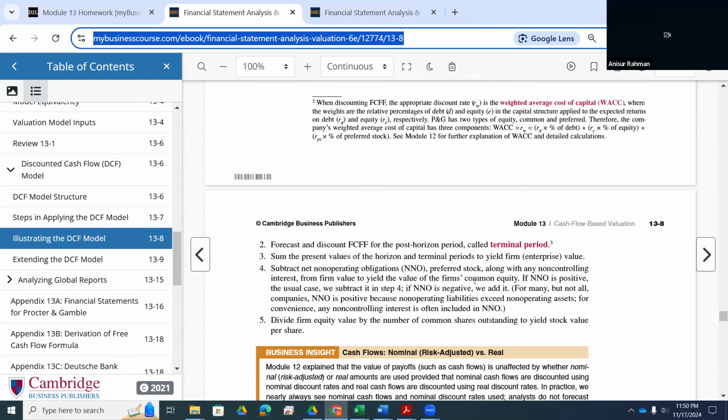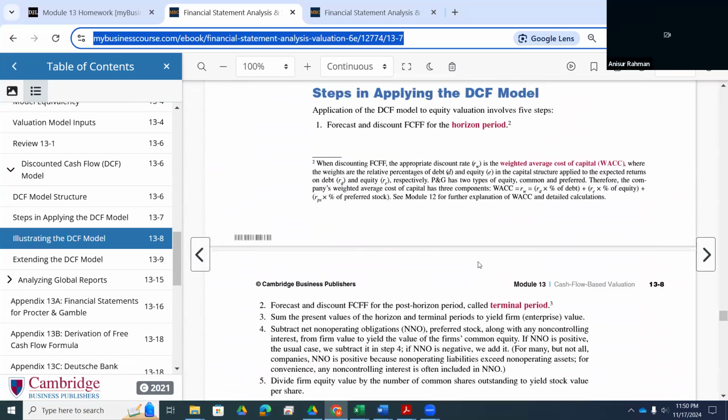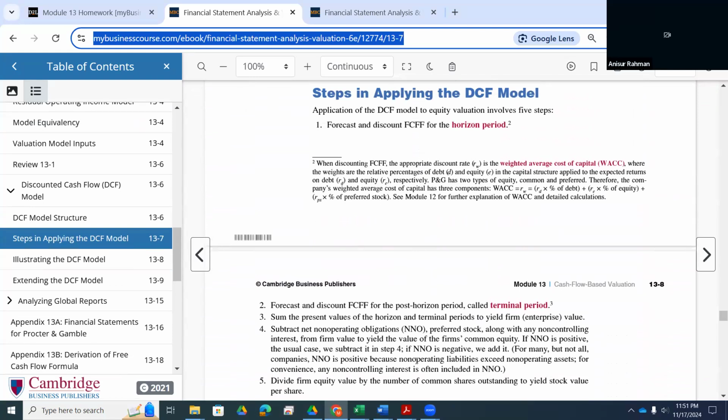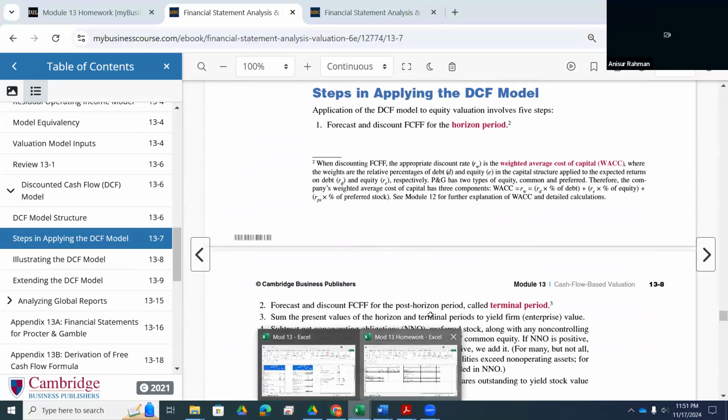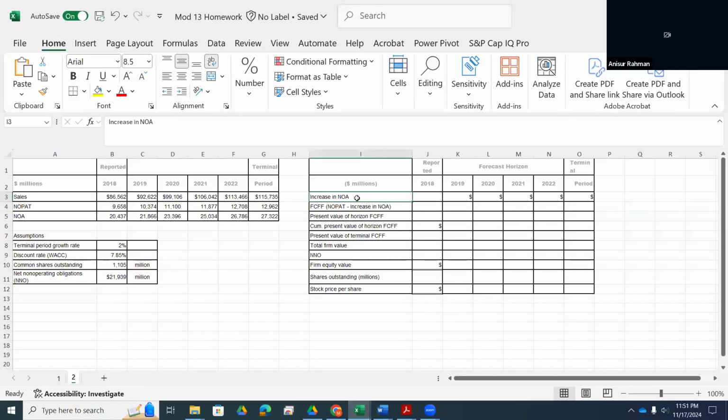So let us complete them one step at a time. So first, increase in net operating assets. In 2019, we'll start with 2019 because we cannot calculate the increase in 2018 without knowing 2017. And I will actually delete the dollar symbol from here.